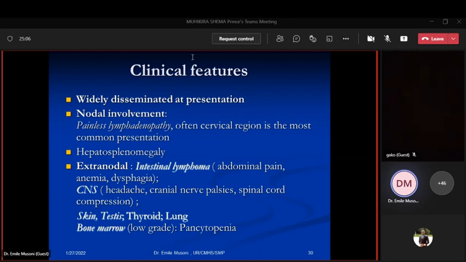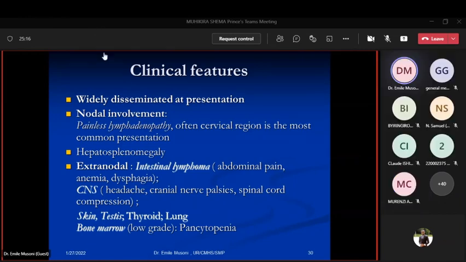Clinically, they are widely disseminated at presentation. Nodal involvement: painless lymphadenopathy, often in the cervical region, and you can find hepatomegaly. Extranodal: intestinal lymphoma with abdominal pain; central nervous system with headache, cranial nerve palsy, and spinal cord compression. You can also find it in the skin, the testes, thyroid, and bone marrow, whereas in Hodgkin lymphoma most are found in the lymph nodes.